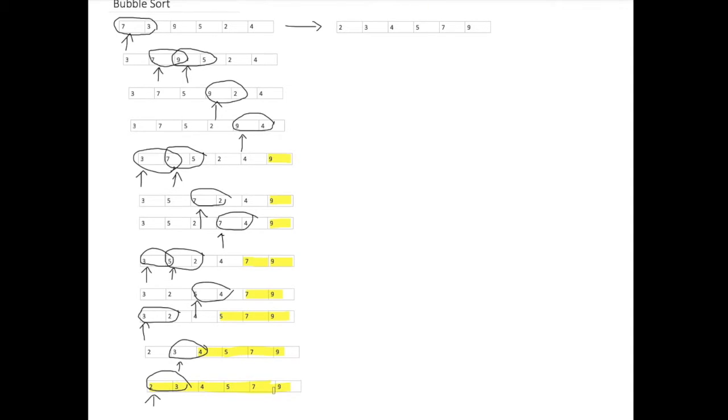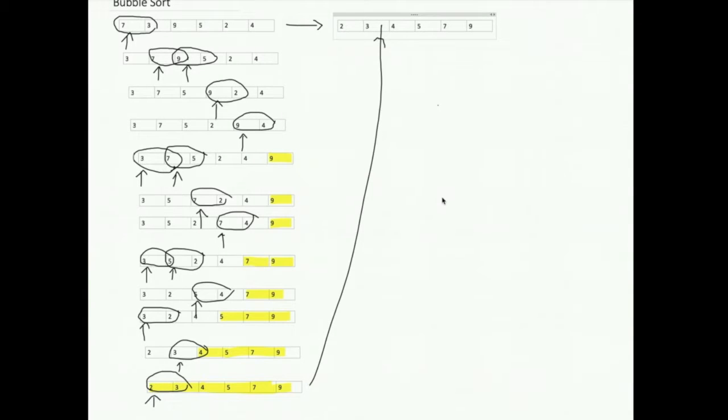So when you compare this to the list we were expecting right here, it's 2, 3, 4, 5, 7, 9. So we got the array sorted. So this is how bubble sort works. Okay, let's do a pseudocode implementation of this method we just followed.